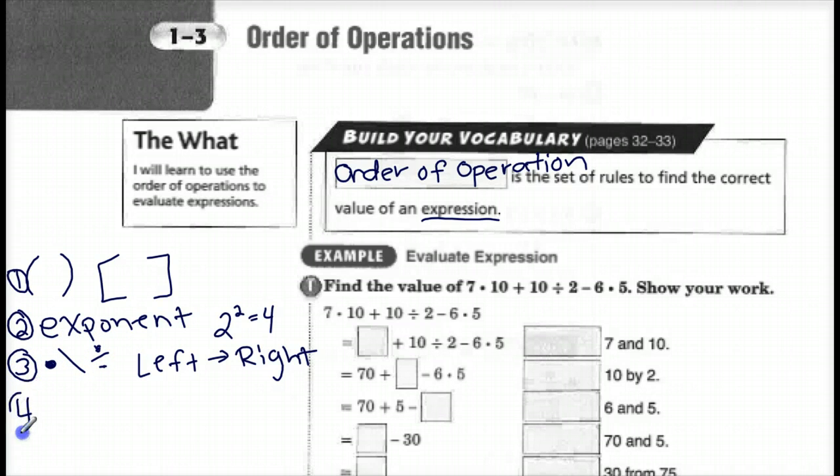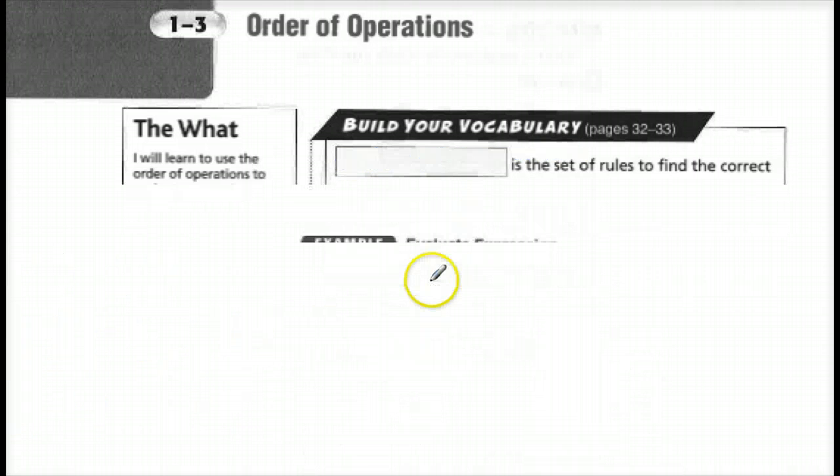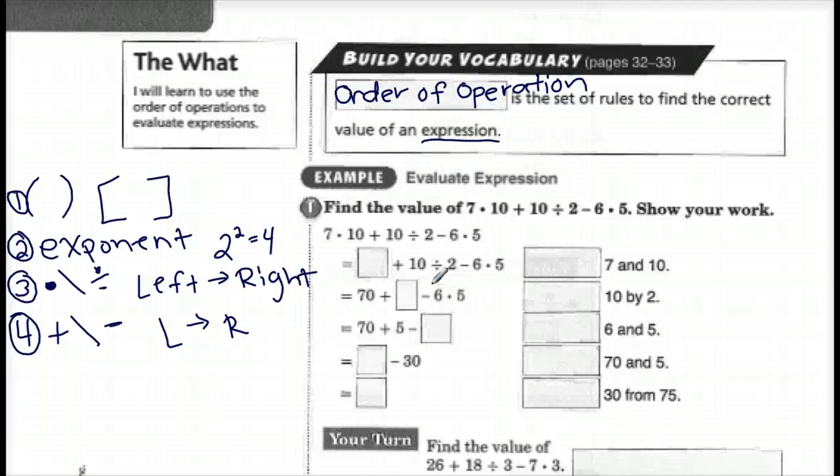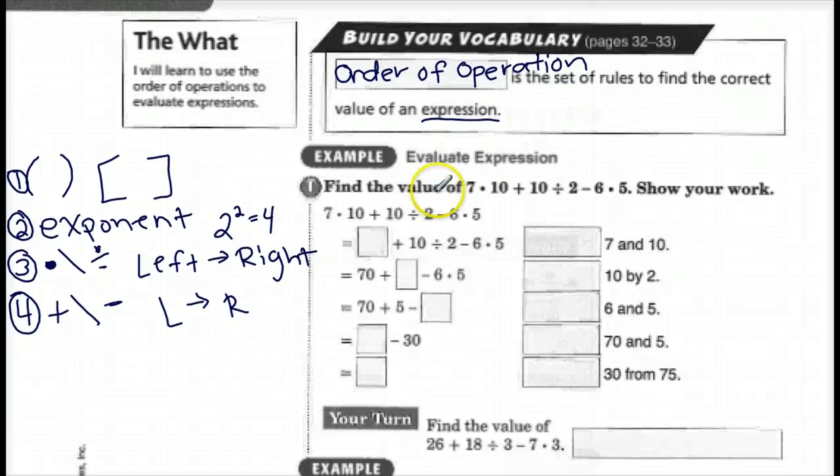And the fourth thing we do, you guessed it, is add and/or subtract. And again, we move from left to right, just how we read. All right, so let's try the first example. It says, find the value of 7 times 10 plus 10 divided by 2 minus 6 times 5.